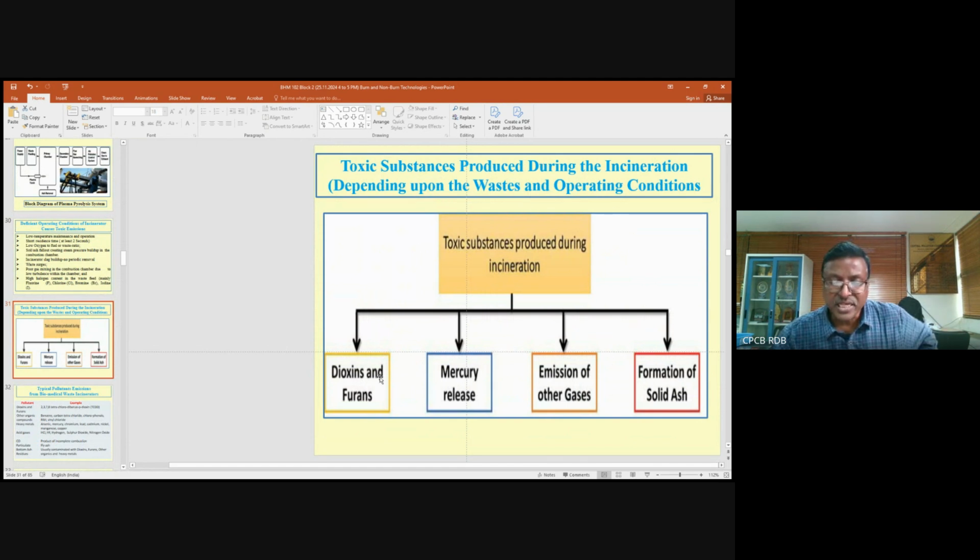What you can expect is dioxins, furans, and mercury release, depending on the type of waste. I told you, if mercury-bearing waste is mixed with the biomedical waste and you go for incineration, you can definitely expect mercury emissions in the flue gases. Therefore, you have to have a proper control system so that toxic emissions can be controlled.